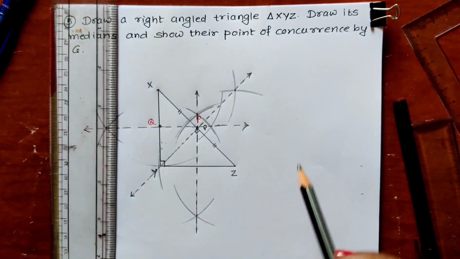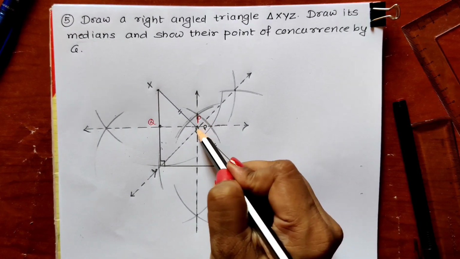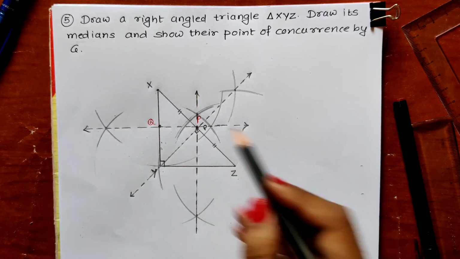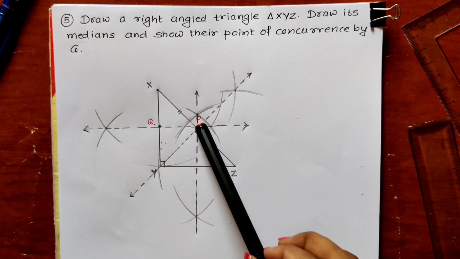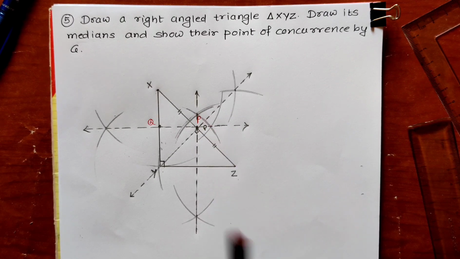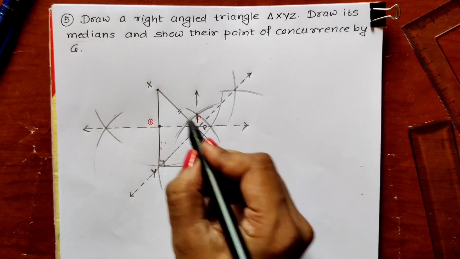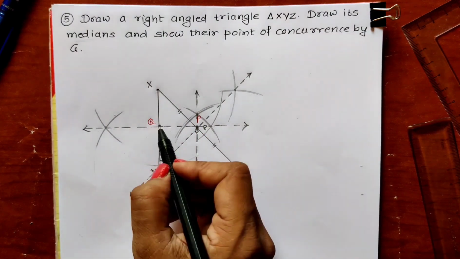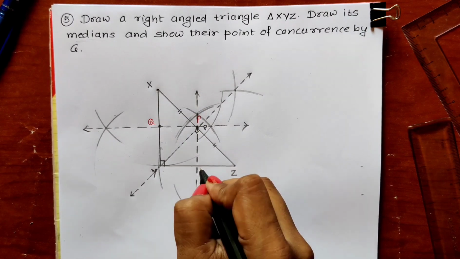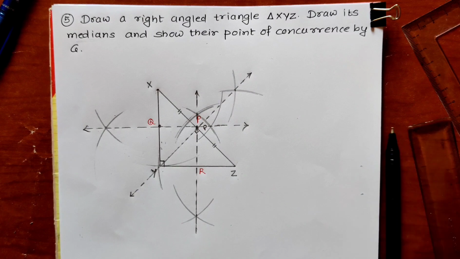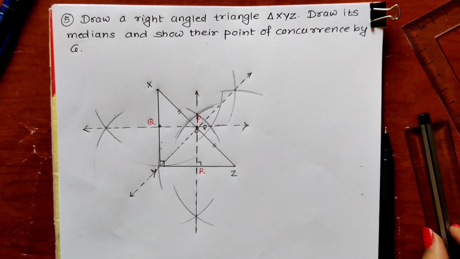As you all can see, all these three perpendicular bisectors intersect each other on this point, on the hypotenuse of this right angle triangle. So this point P is also the point of intersection of all these three bisectors. So this is point P, midpoint of XZ, point Q, midpoint of XY, and then I will be writing point R, midpoint of YZ. So in this way we have got the three midpoints of all these three sides.